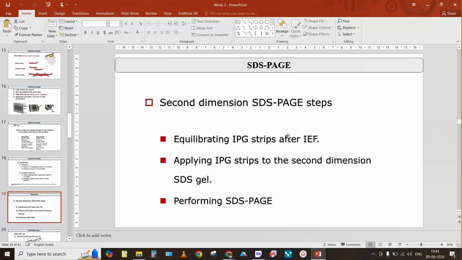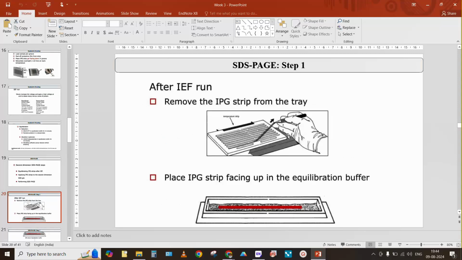Okay, so how does SDS-PAGE work? So there are some steps. First we'll prepare the sample. Just wait for 2 minutes. So we'll prepare the sample.